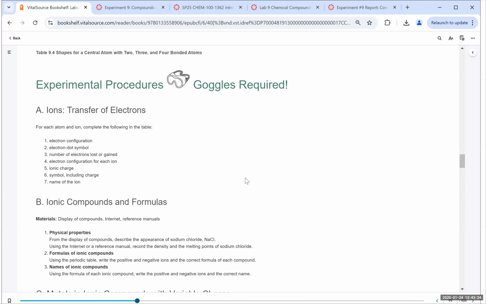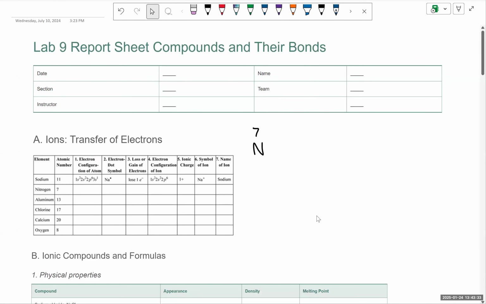Okay, so part A: for each atom or ion, we have to complete the following in the table. So here's part A, here's our table. We're given the name of the element. We're asked to fill in, given the atomic number, the electron configuration, the electron dot symbol, whether it gains or loses electrons during ionization, the electron configuration of the ion, the ion's preferred charge, the ion symbol, and the ion's name.